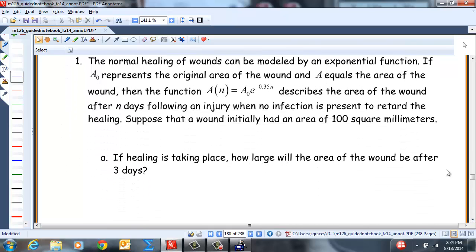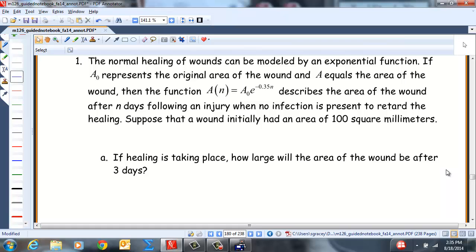So let's look at some applications. This one interested me, especially since I fell during the summer and I had a wound. So the normal healing of wounds can be modeled by an exponential function. A0 is going to represent the original area of the wound in millimeters squared, and A equals the area of the wound after n days. So that's our equation. The growth factor is negative, so that means that the wound area will decrease as time goes on.